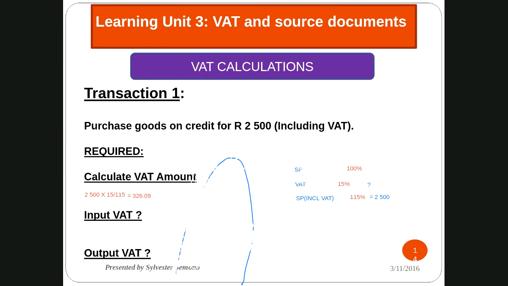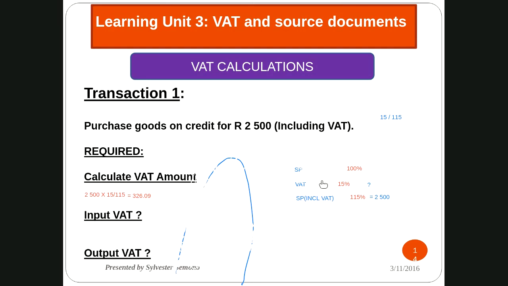Thereafter I ask, what am I trying to calculate? Whatever I put the question mark next to, I put on top. I say 15 divided by where I put the amount. I put 2,500 in line with the 115, so I will divide by 115. Can you see how I got my 115 here? Can you see how I got 15 over 115 here?